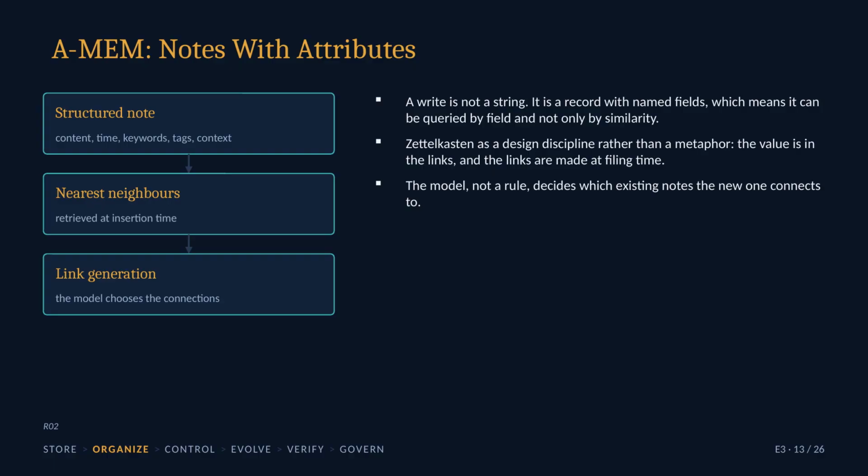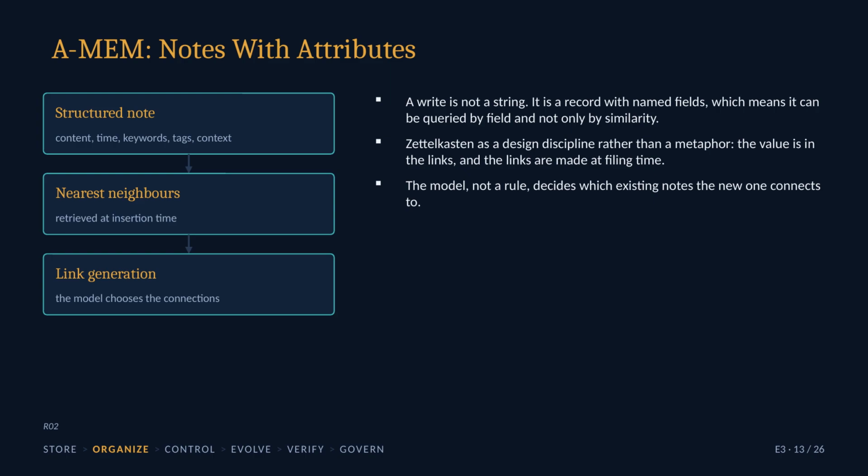AMEM changes what a write is. A write is not a string, it is a record with named fields: content, a timestamp, keywords, tags, a contextual description. Named fields matter because they let you query by field rather than only by similarity.